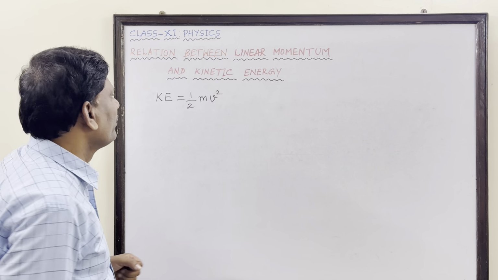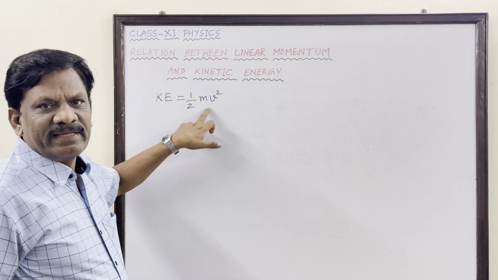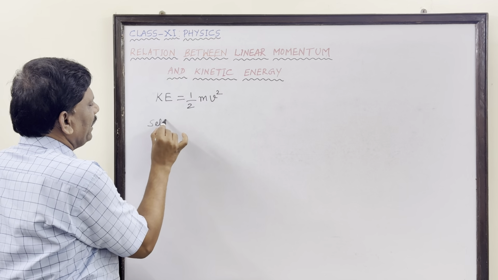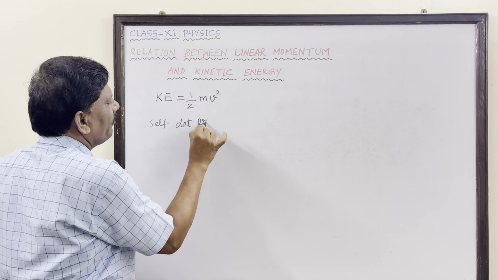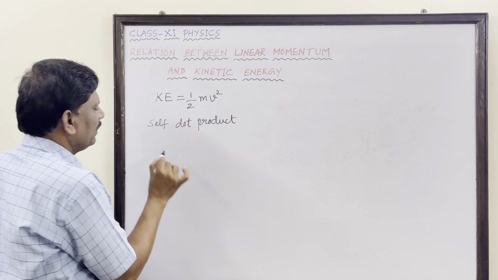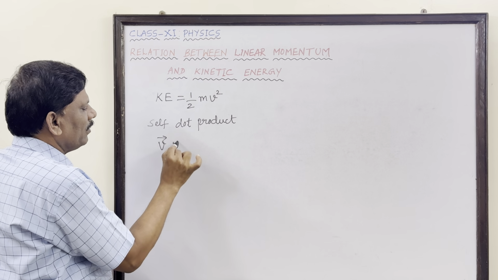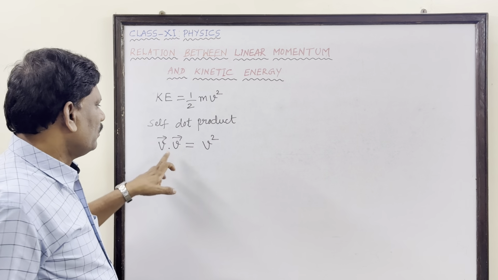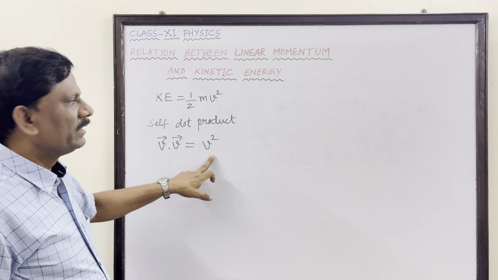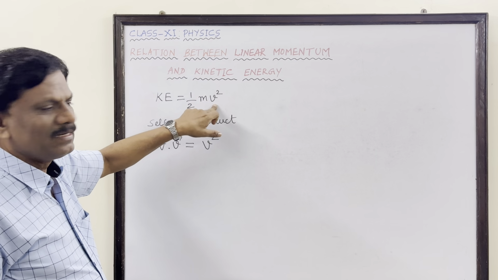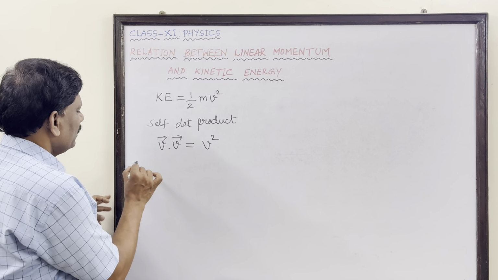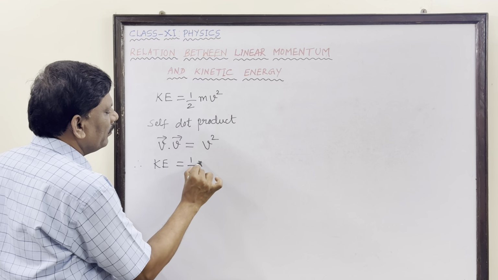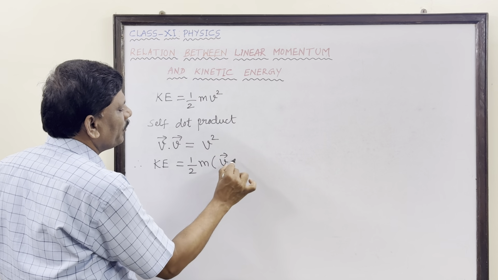This is the expression. Now you know that mass is a scalar and the velocity is a vector quantity. So I will take the self dot product of the velocity vector. So v vector dot product v vector is equal to v square. In place of v square here, I am going to substitute v dot v. Therefore, the expression for kinetic energy is equal to half m into v dot product v.